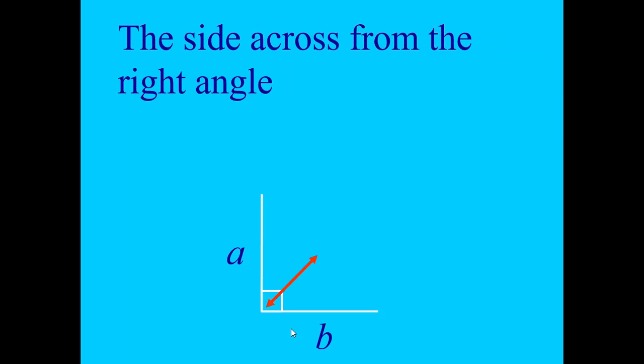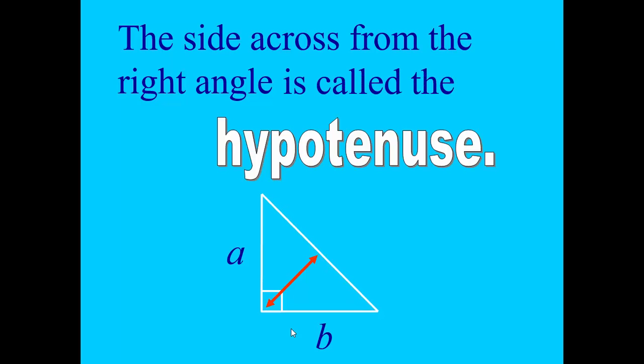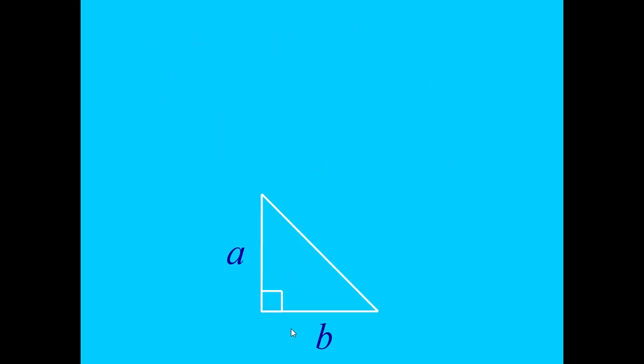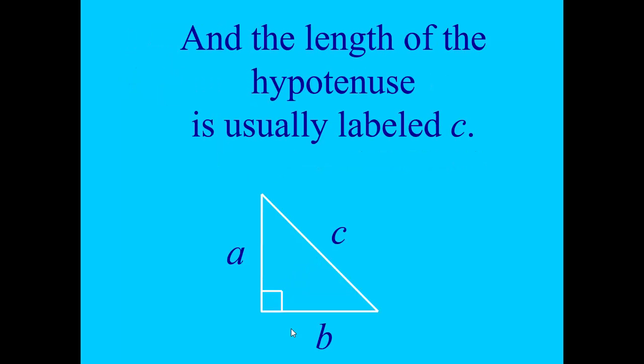So now, as I was talking, there is a side across from the right angle which is also the longest side, and this is a very, very important vocabulary word for us. It is called the hypotenuse. The hypotenuse is the side across from the right angle. It is also the longest side. When we represent this with a variable, we usually label it with c.